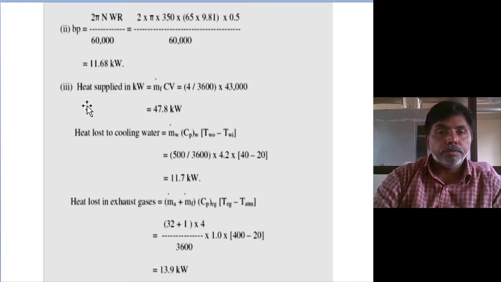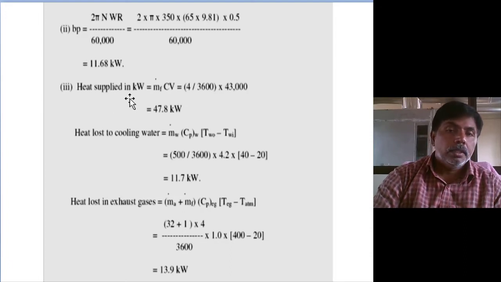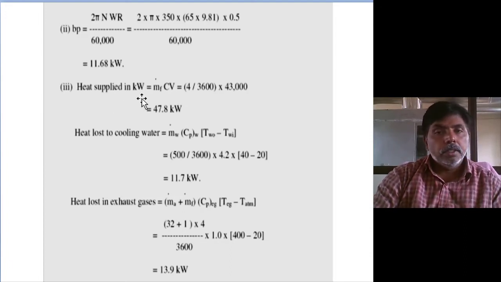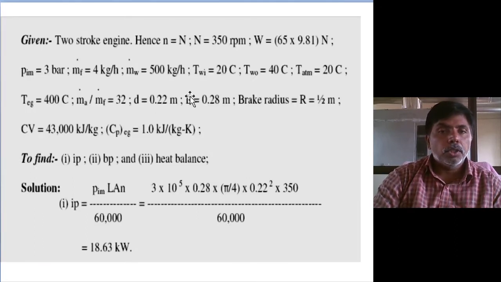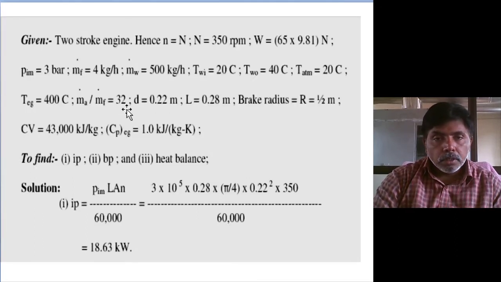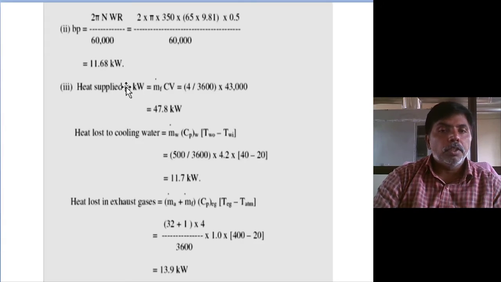Now come to the heat supply. How much heat is supplied? The mass flow rate of the fuel is 4 kg per hour. Convert into kg per second: 4 divided by 3600, times 43,000. 47.8 kilowatt power we supplied.